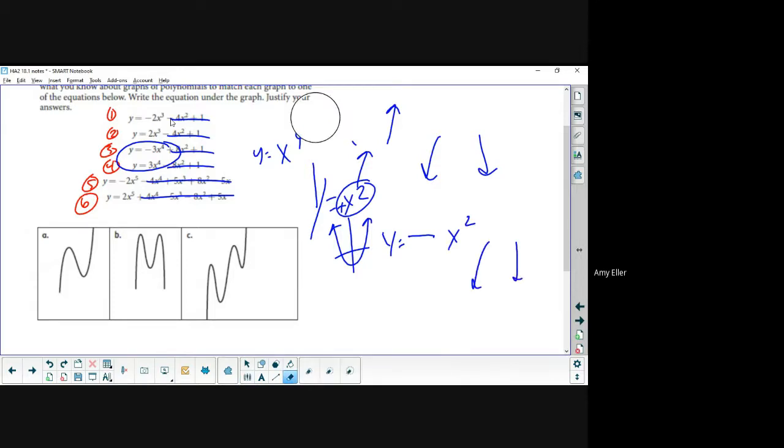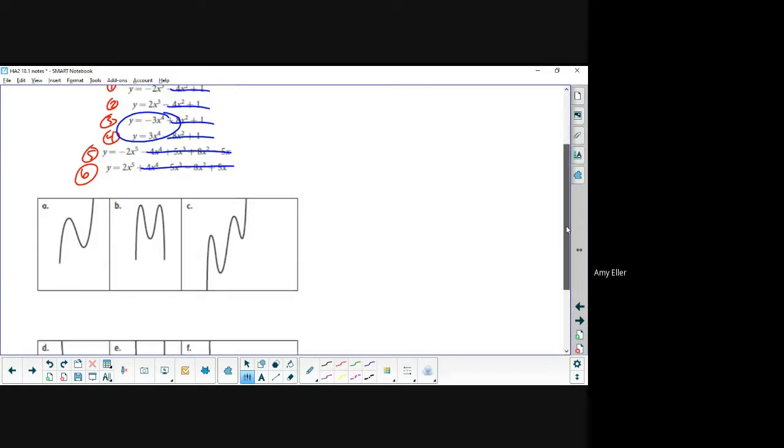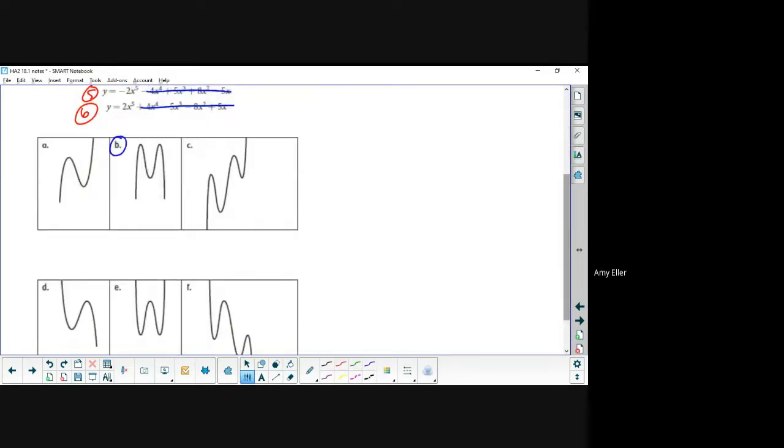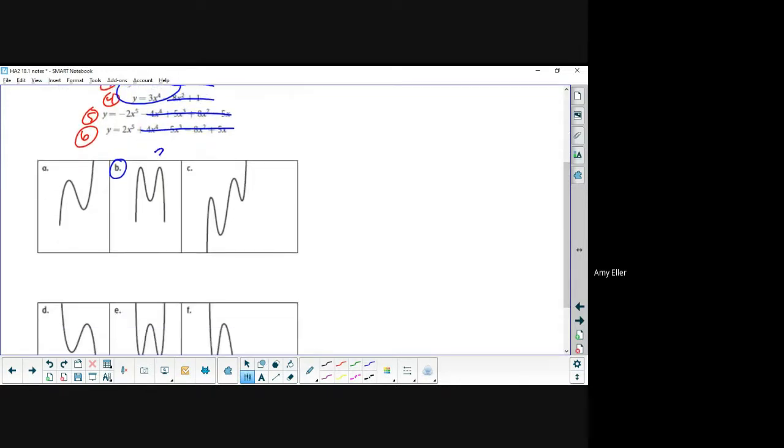So the only 2 that are even graphs are these 2. This one, E, is your positive coefficient, like that. I know it's x to the 4th, but it's even with a positive coefficient. So that would be letter what? Number what? Yep, and so this would have to be 3.